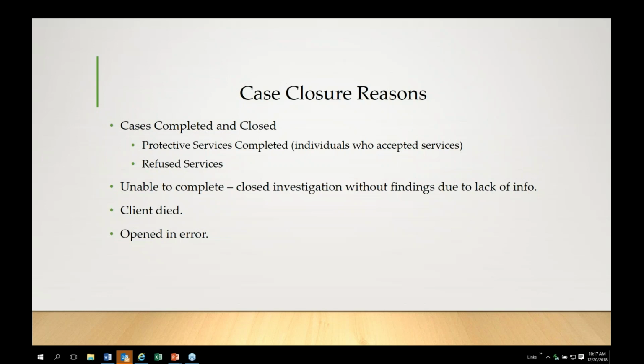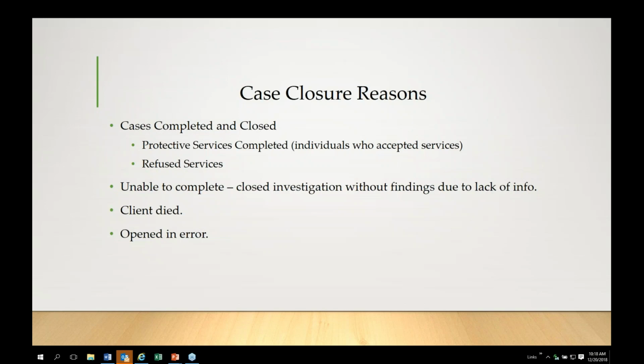So we're also changing up the case closure reasons a little bit. Cases that are completed and closed have two subcategories. The first one is protective services completed. This is where you did the investigation, you offered services, the person accepted services, and you're going to mark that as a case completed and closed with protective services completed.